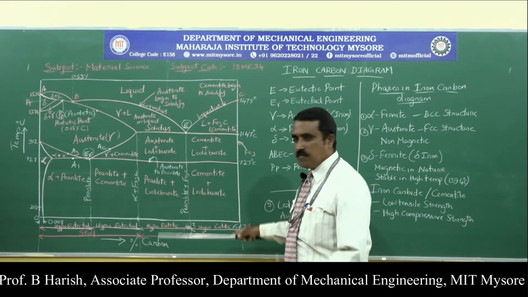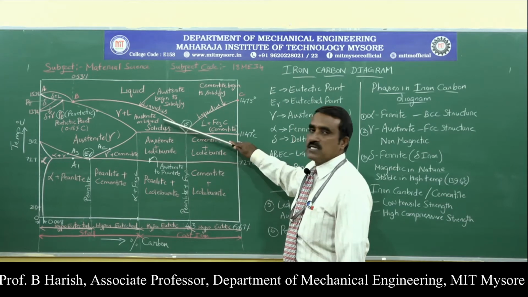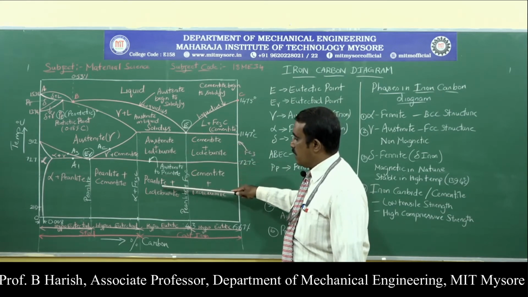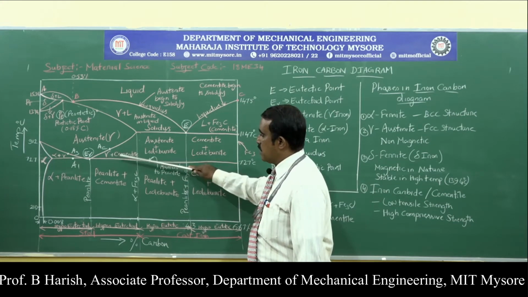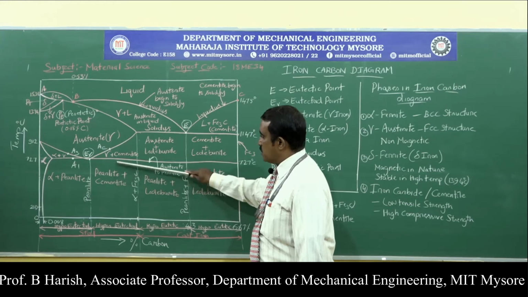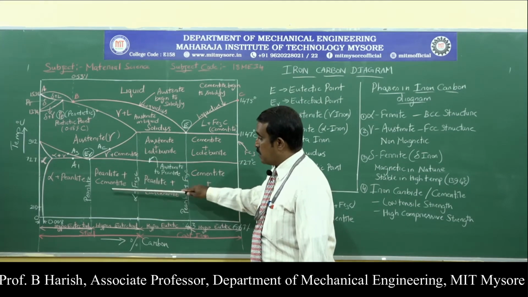So ledeburite will be as it is. The austenite which was there above 727 gets converted into pearlite. So pearlite plus ledeburite. Similarly here it is gamma plus cementite, below which once again the austenite gets changed into pearlite plus cementite.